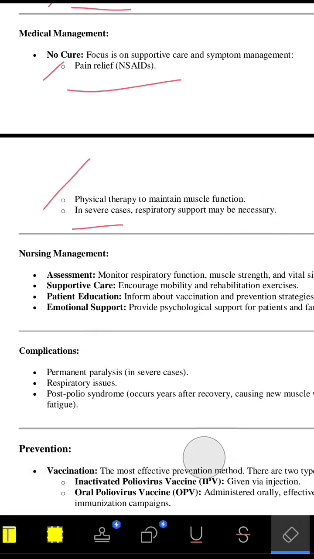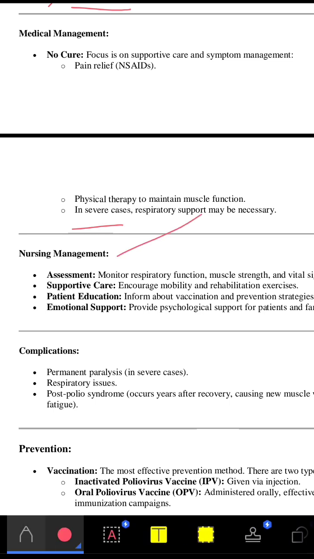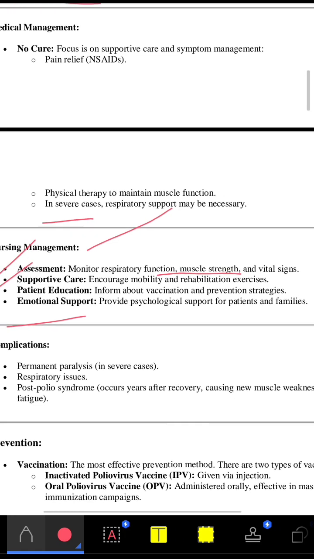And next we'll move on to nursing management. In nursing management, first is assessment. In assessment, we have to monitor respiratory function, muscle strength and vital status. Next, supportive care is required. Encourage mobility and rehabilitation exercises. Patient education: we have to inform about vaccination and prevention strategies. Next, emotional support: we have to provide psychological support for patients and families.